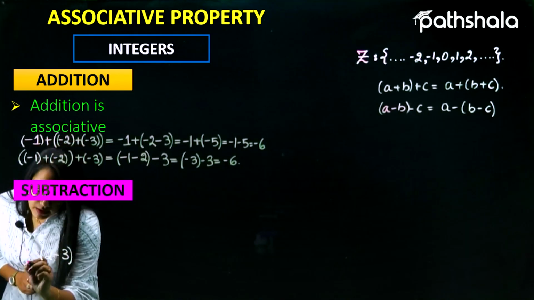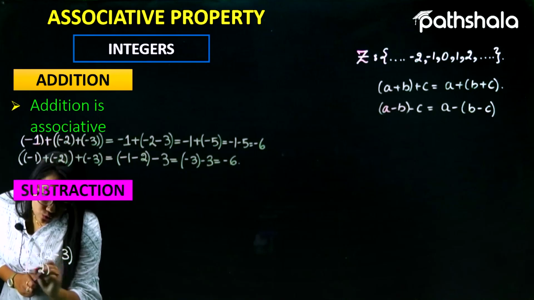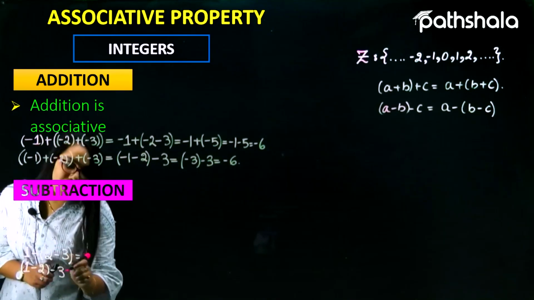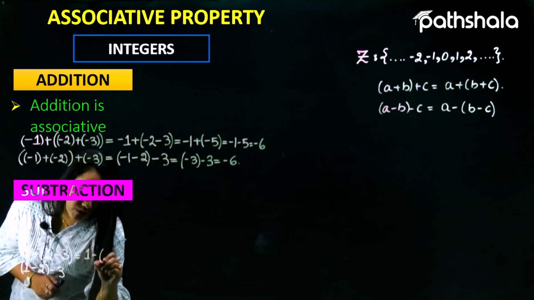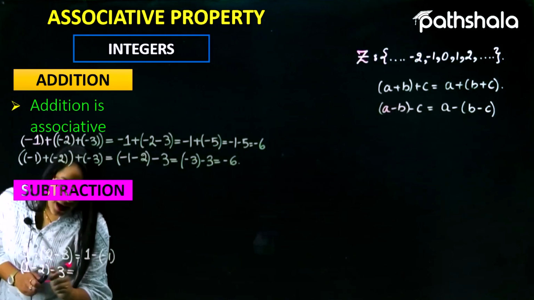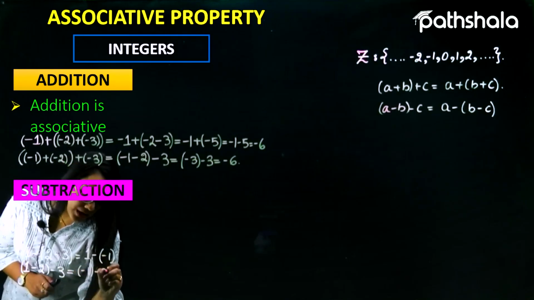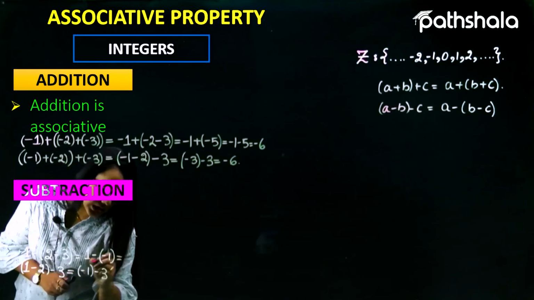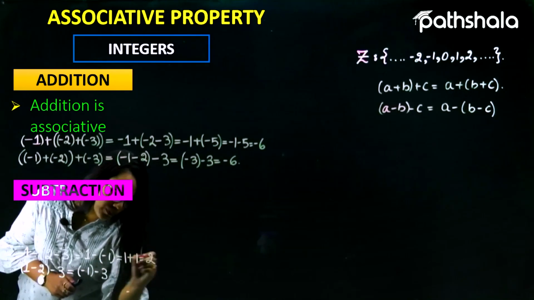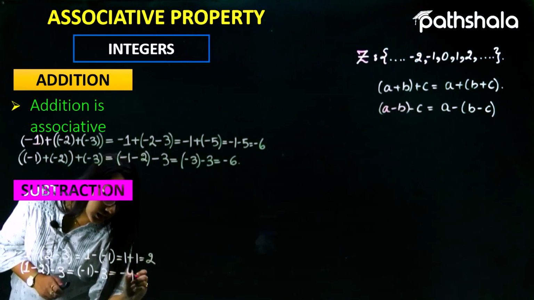In the first case, I take it as 1 - (2 - 3), which means 1 minus of -1, and minus minus is plus, so the answer is 2. And for the second case, 1 - 2 is -1, minus of 3, so the answer is -4.